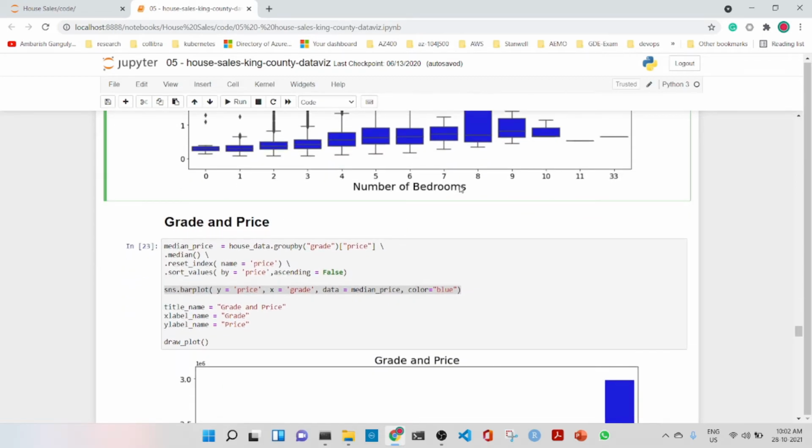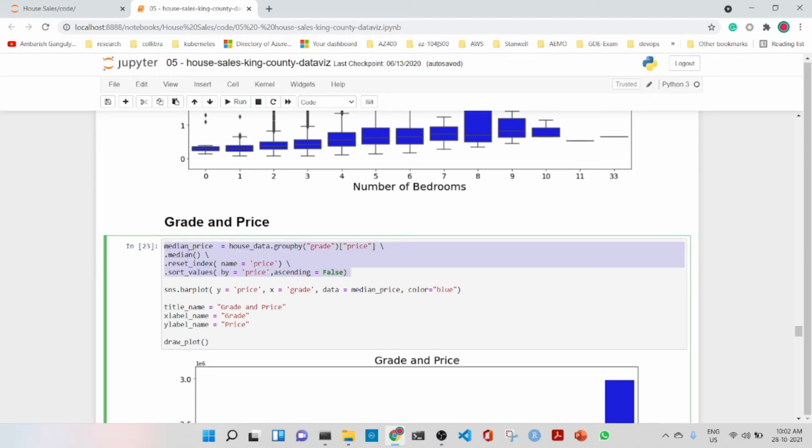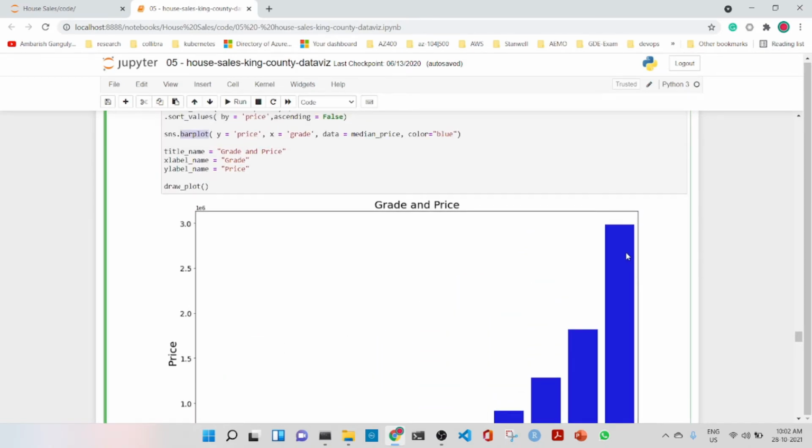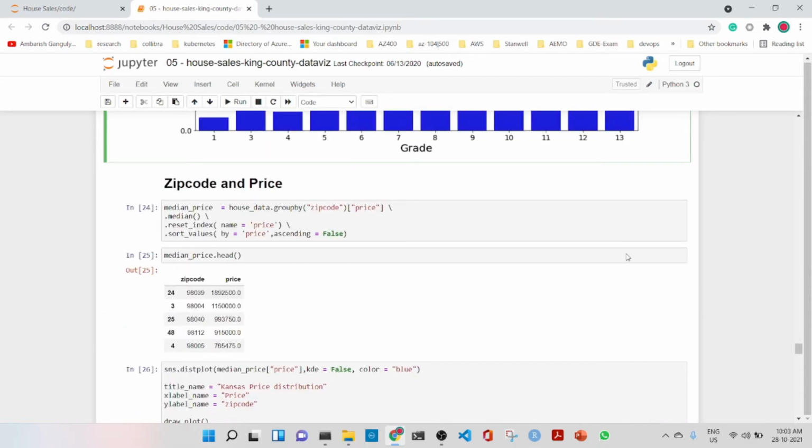Now, the next question we can ask is, what is the median price given the grade? So here what we do is that we group by grade and get the price, the median value, we sort the values by price in descending order. Once we get this, we do a bar plot and we can find this. So as the grade increases, the price also increases.